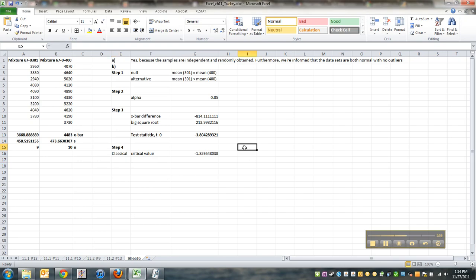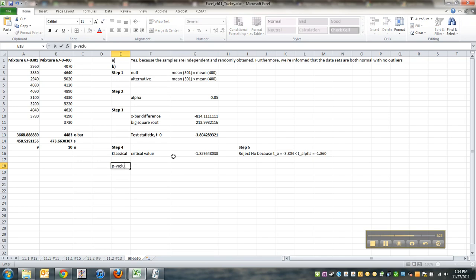Let me put step 5 right here so we can see it right by it. So we reject H naught because T0, which is equal to negative 3.804, is less than T sub alpha, our critical value, which was only negative 1.860. Okay, so that's the classical method. The p-value method.